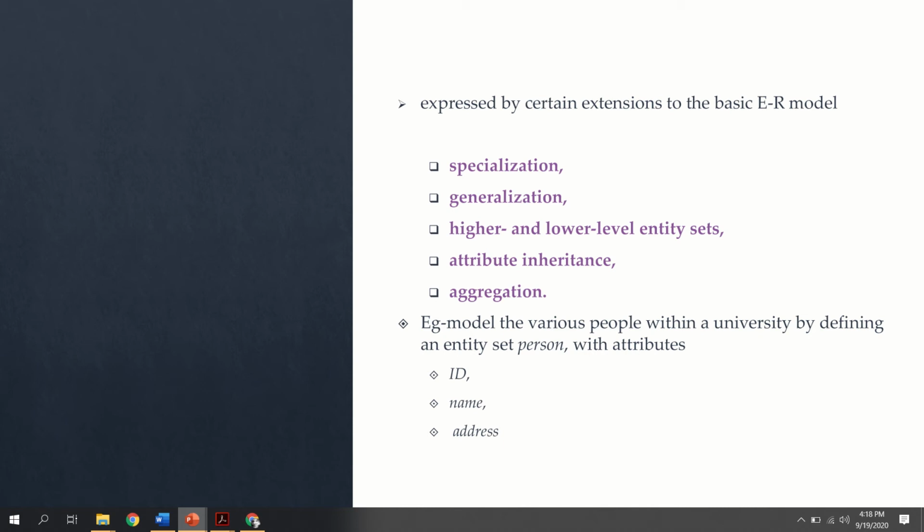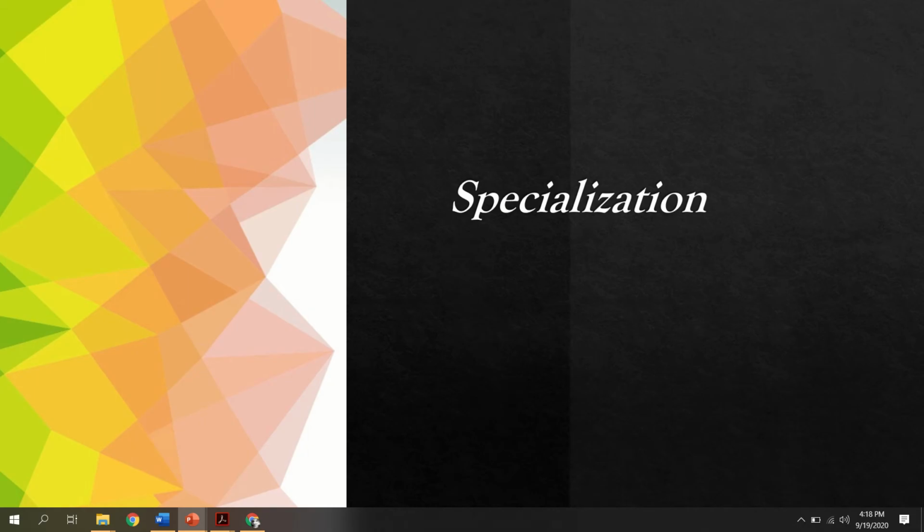In order to study the concept of specialization, we can consider one example. Suppose you consider an enterprise which is a university, and we are taking a person from the university, and let the person have 3 different attributes: the first one is the ID, the second one is the name, the third one is the address. So these 3 attributes will be available to each and every person who is working in a university.